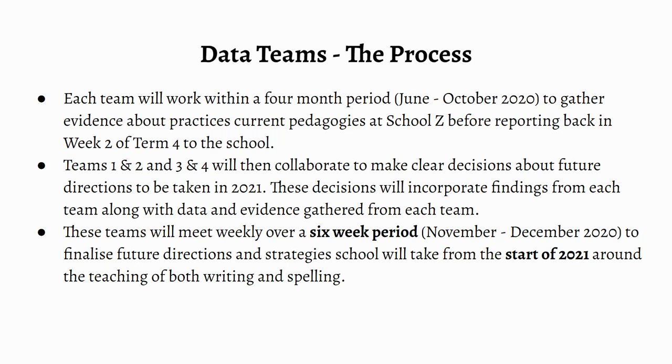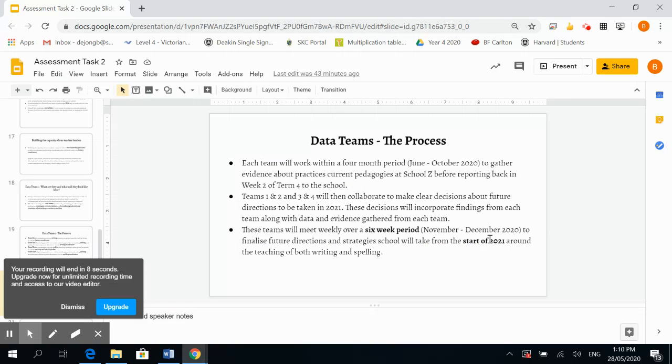These teams are then going to meet over a 6-week period from November to December 2020 to finalise our future directions and strategies that we hope to take from the start of 2021, that change new ways of teaching writing and spelling.